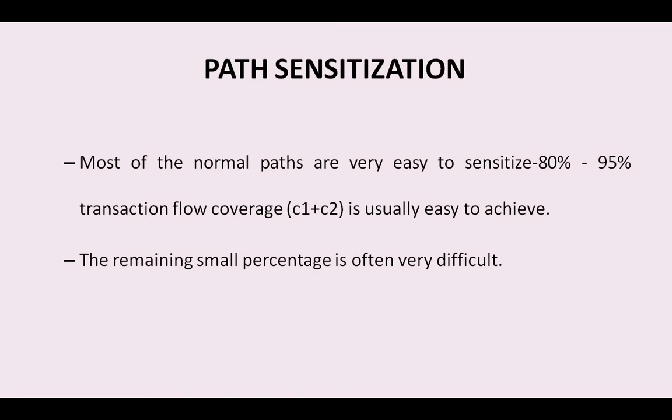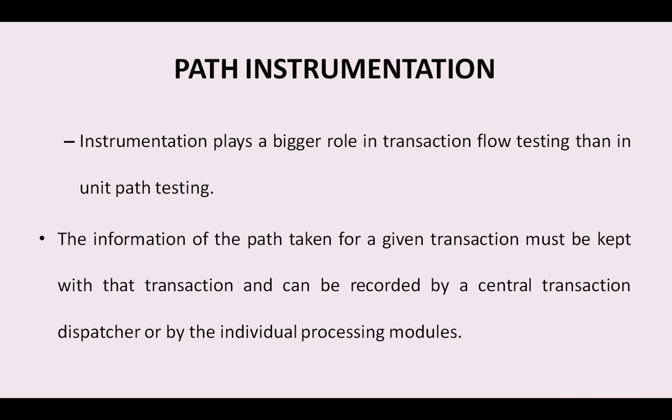Most of the normal paths are very easy to sensitize. Normally, 80 to 95% transaction flow coverage is very easy to achieve and very easy to sensitize, right? But at least 5 to 20% of the paths are not sensitized and those are not achievable paths. So those are very difficult. We have to identify such paths which are not sensible easily and which are not achievable easily.